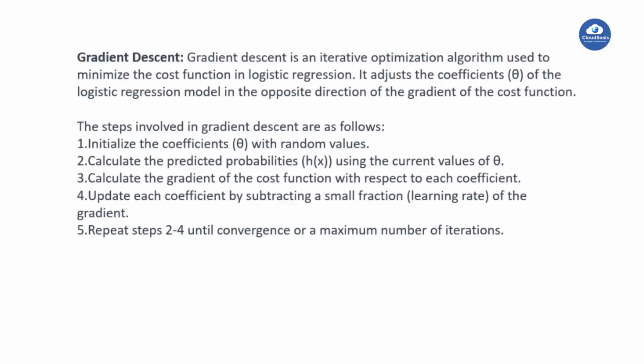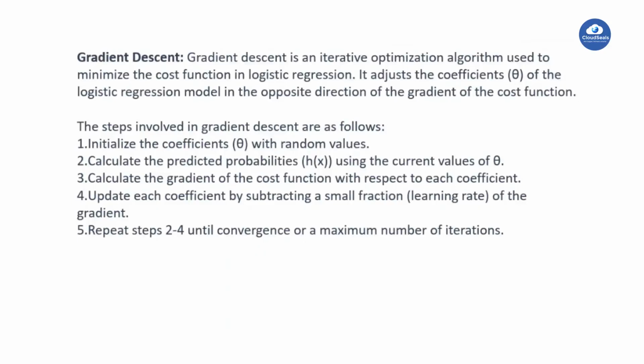Cost function means error. Cost function is nothing but error. If we get a higher error, how do we reduce that error? Gradient descent is an iterative optimization algorithm used to minimize the cost function in logistic regression. How does it minimize the cost function? In linear regression also, by adjusting coefficients only, we minimize the mean square error. The same thing is applicable here. It adjusts the coefficients theta.